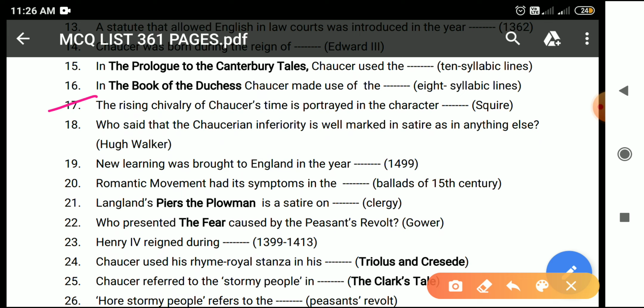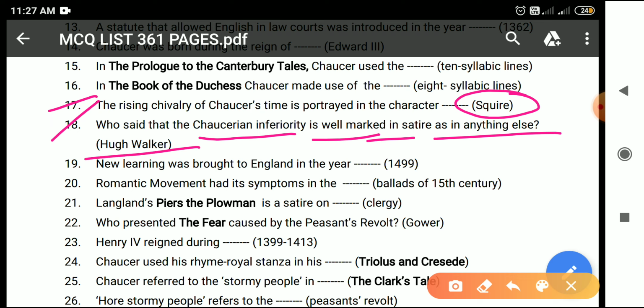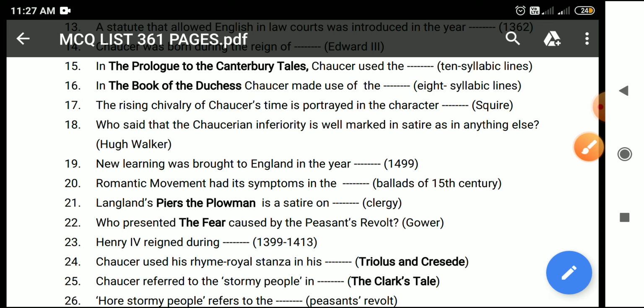Then 17. The rising chivalry of Chaucer's time is portrayed in the character Squire. So he dealt with chivalry in his character Squire. The character is present in the Canterbury Tales, obviously. Who said that the Chaucerian inferiority is well marked in satire as in anything else? So he is inferior in his satires. Okay, so Hugh Walker was the person who said Chaucer was inferior in his satirical works rather than anything else.